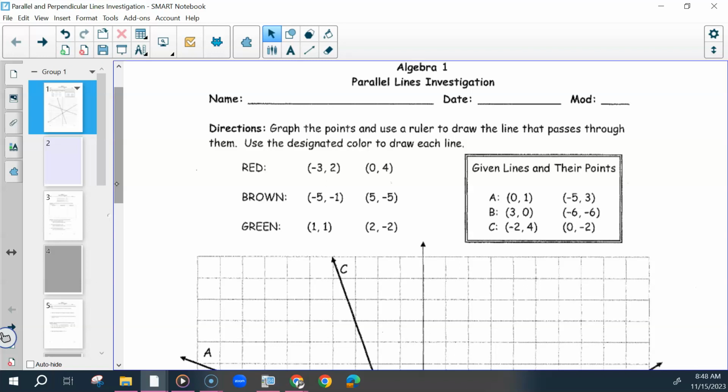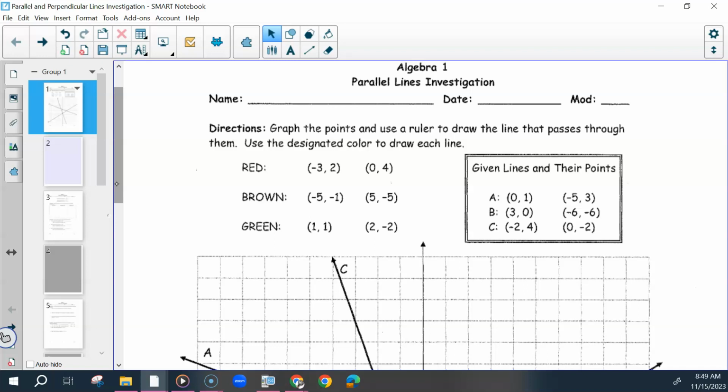Okay, so I'm going to explain the directions that I want you to do, then we'll come back and talk about them, and it'll be a lot of back and forth. So on this, there are 2 pieces of information. There's a box that says given lines and their points. You do not need to do anything with that. That is the given points and lines.